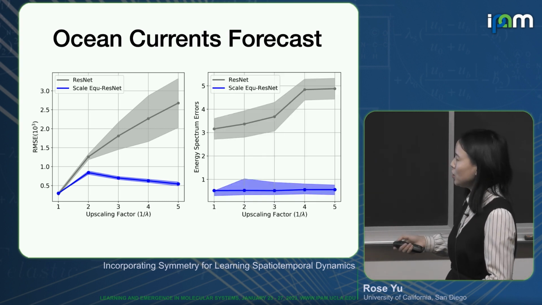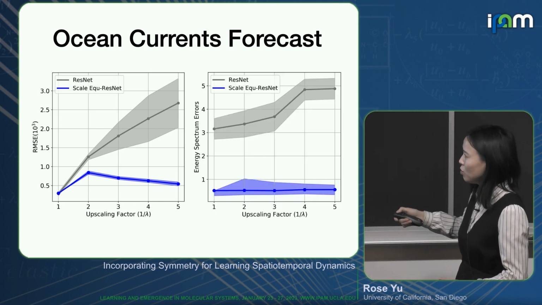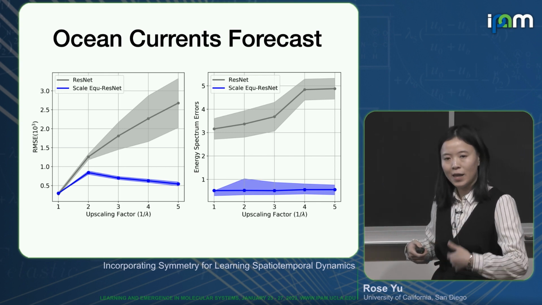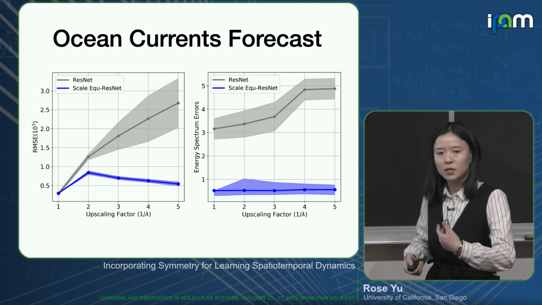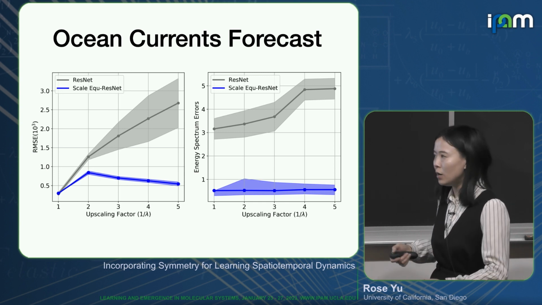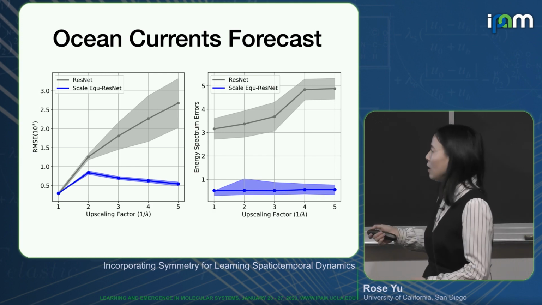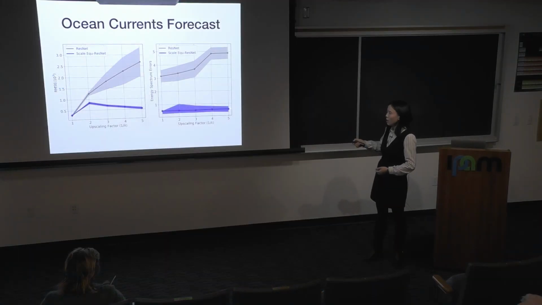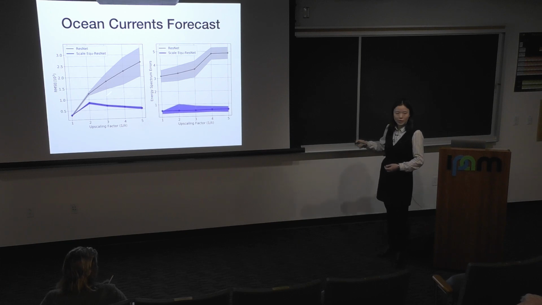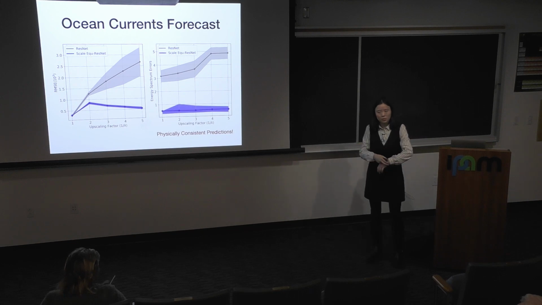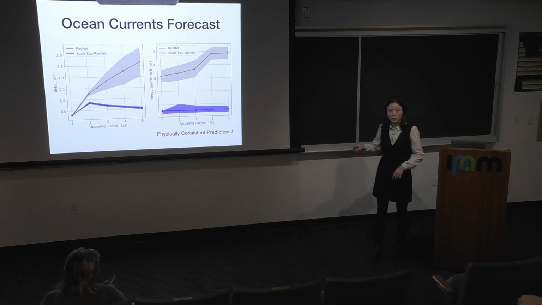And then we also measure another important metric in the turbulence community, which is the energy spectrum error. This measures how the energy dissipates in the predicted turbulence field, so that it makes sure the predictions are actually physically meaningful. And then again, we can see that the predictions from the equivariant models are quite robust on this metric as well. So in some sense, you can say that incorporating symmetry in deep networks for turbulence can also generate physically meaningful predictions.